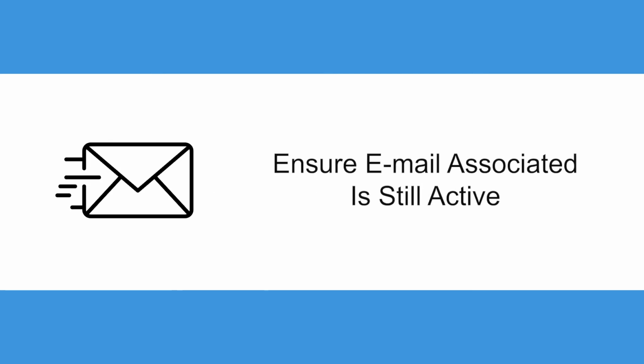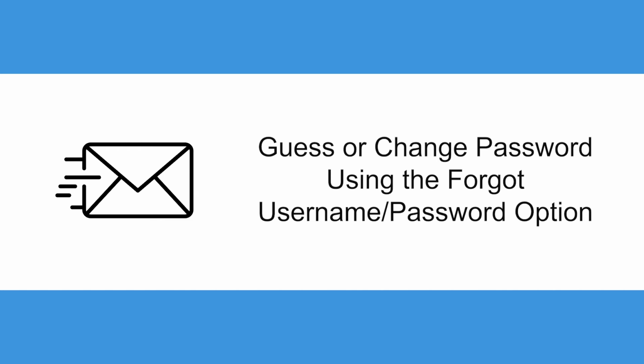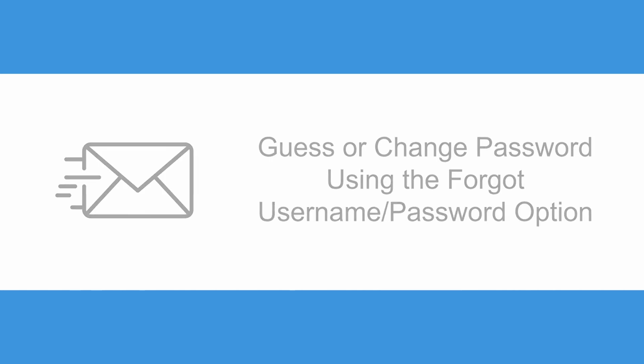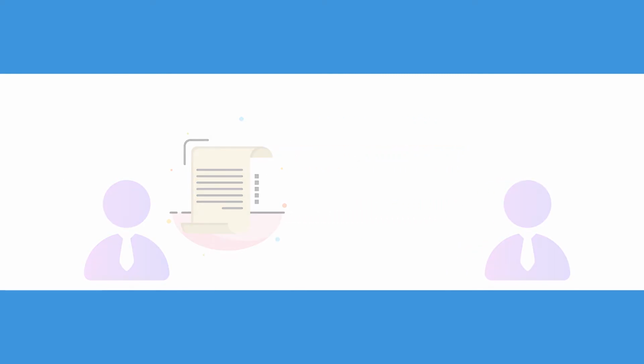Check email. The first thing you want to do is check to ensure the email address associated with the Google Business account is still active. If the email is still active, but you're not the owner of the email, you can always guess the password or change the password using the Forgot Username Password option. If you can figure out the information, you can change ownership to yourself.